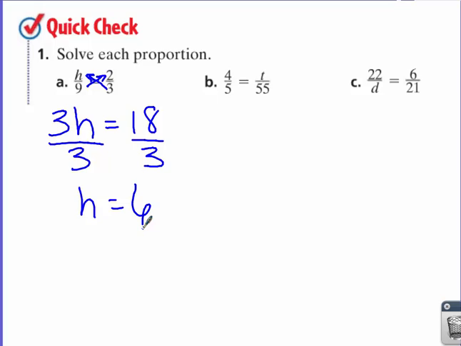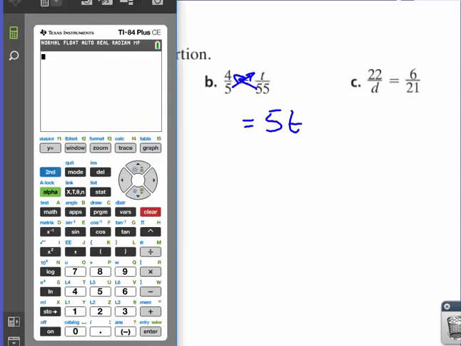Okay, let's see how you did. So on B, we're going to take the 5 and the t, we'll cross multiply those. Now, you'll notice that it crosses over here onto the right-hand side. So 5t really is over here on the right of the equal sign, is equal to. Now we do the same thing with the 55 and the 4, and we multiply those together. Well, that's a little bit bigger number than I want to do in my head, so I'm going to get my calculator out to help me. Okay, so 55 times 4 gives me 220.